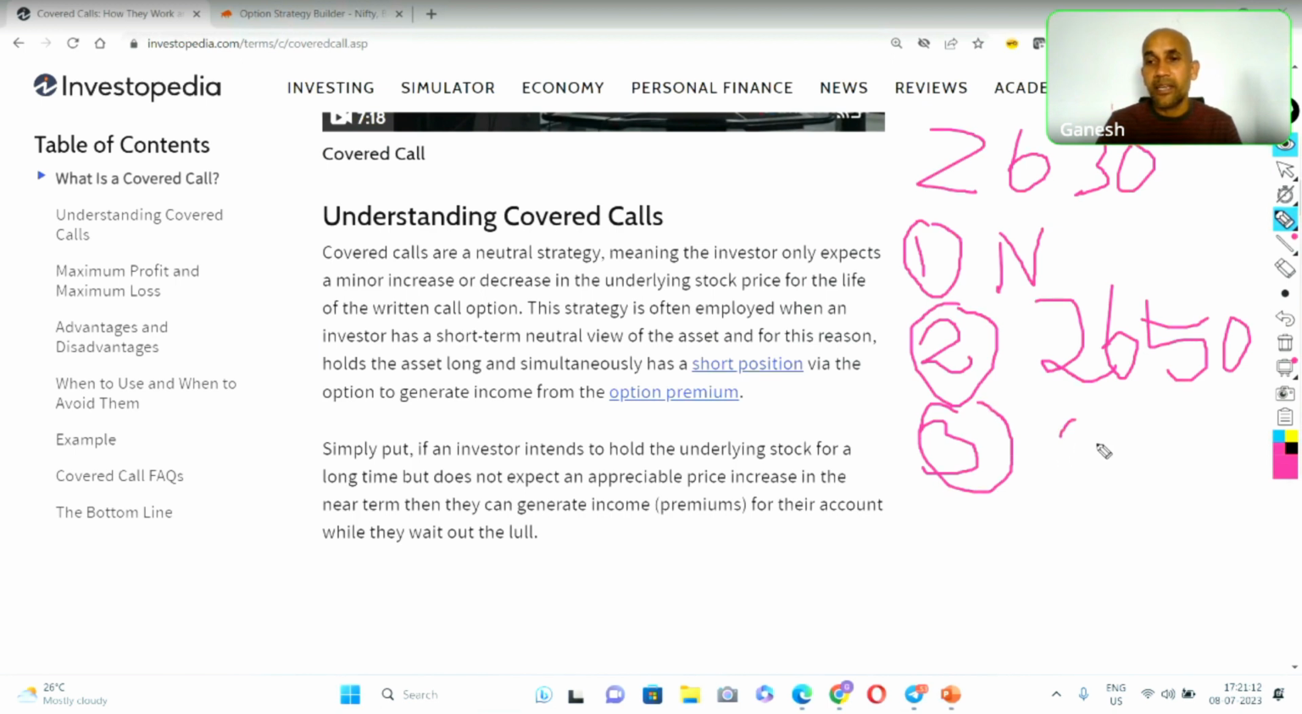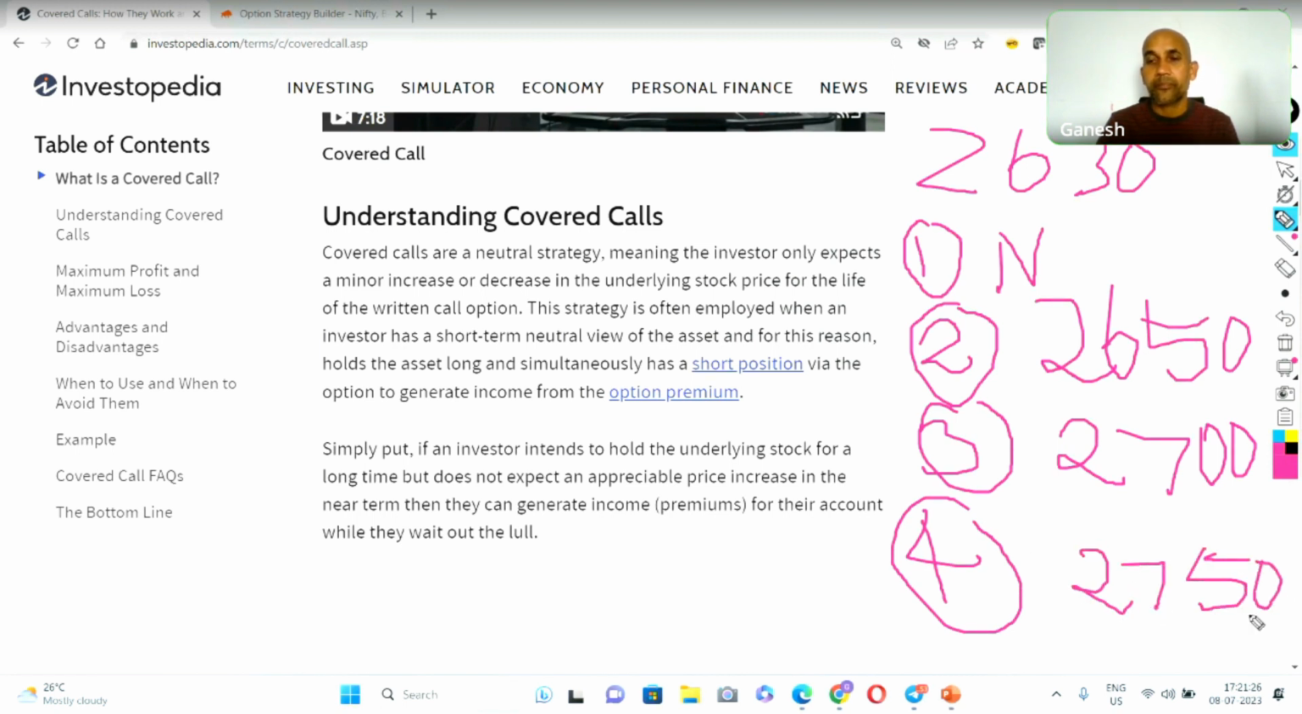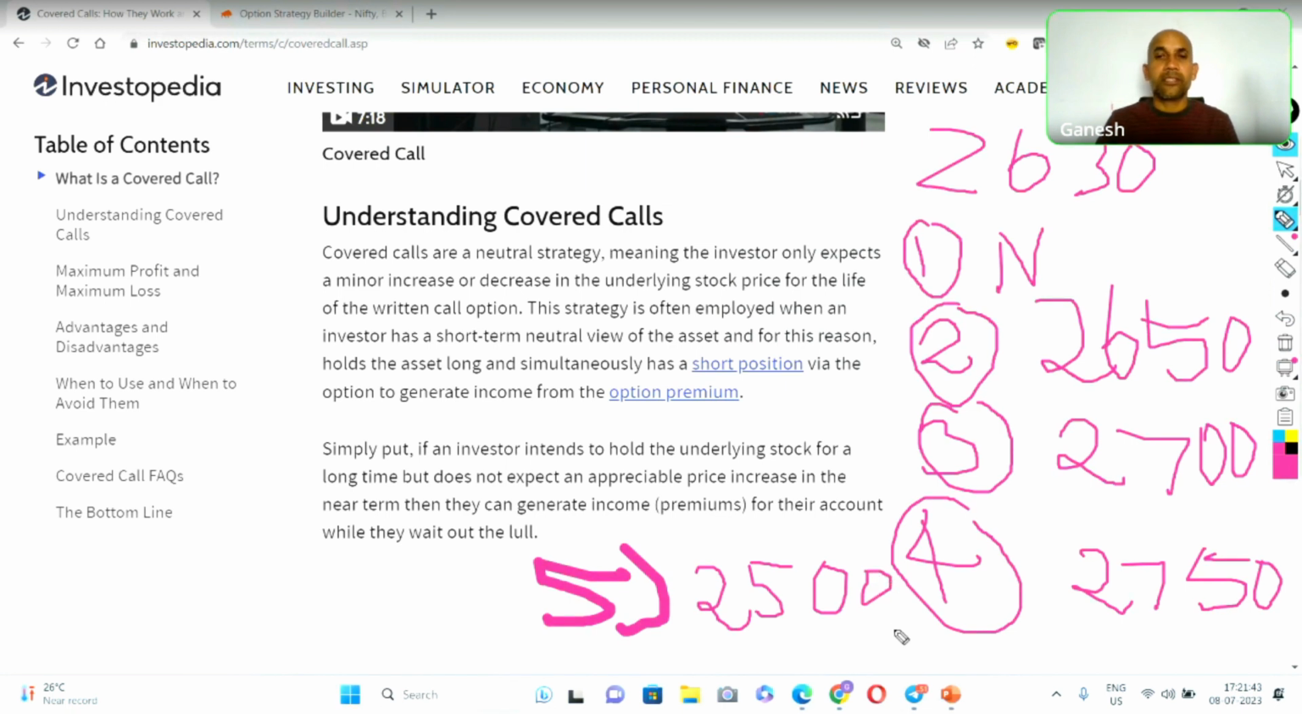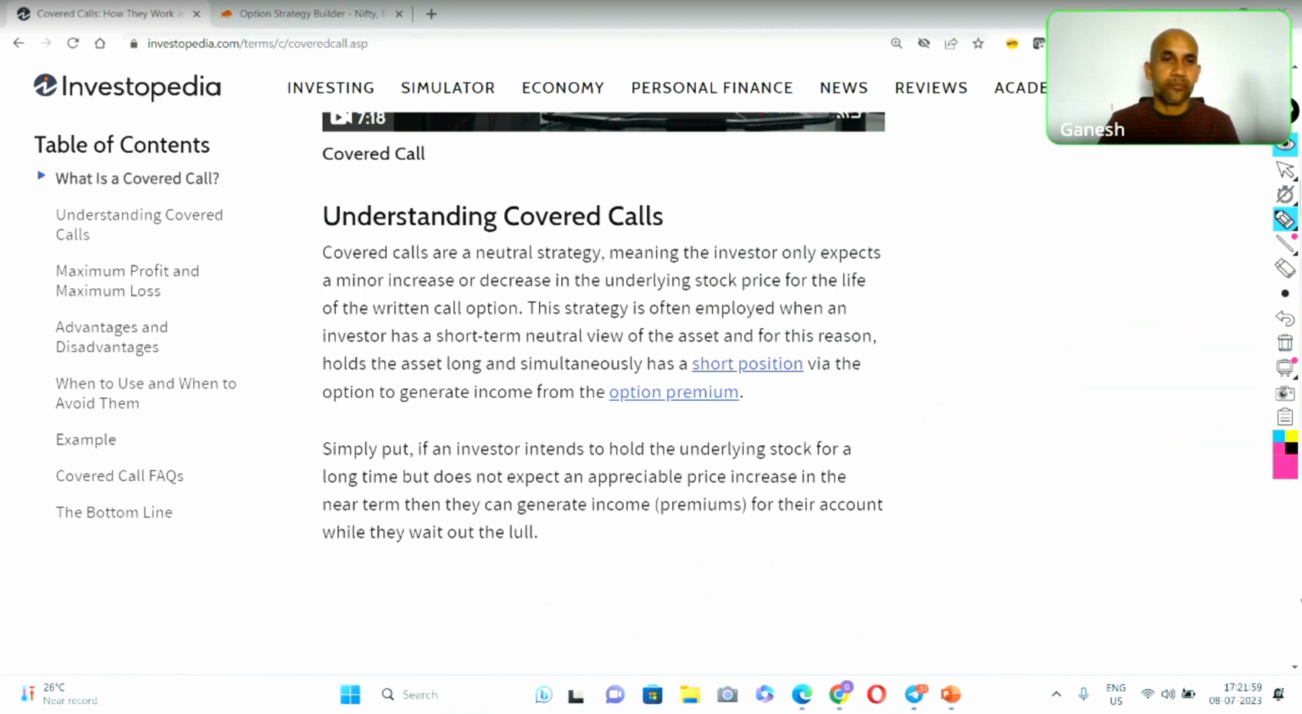Scenario 3, let's say it would go to 2700. Scenario number 4, maybe 2750. Scenario number 5, let's say it can also go to 2500. Who knows? These are the various scenarios. So we'll understand what to do in scenarios 1, 2, 3, 4, and 5. What are the possible things we can do? These are called adjustments. That is what we are going to discuss this evening.